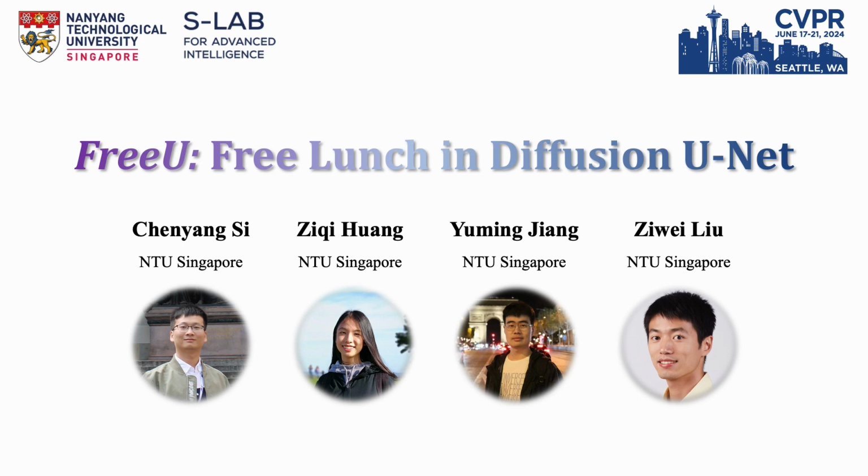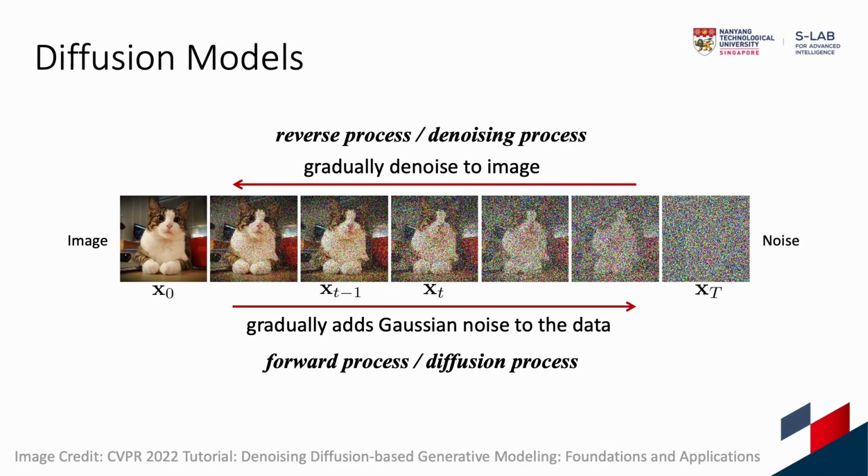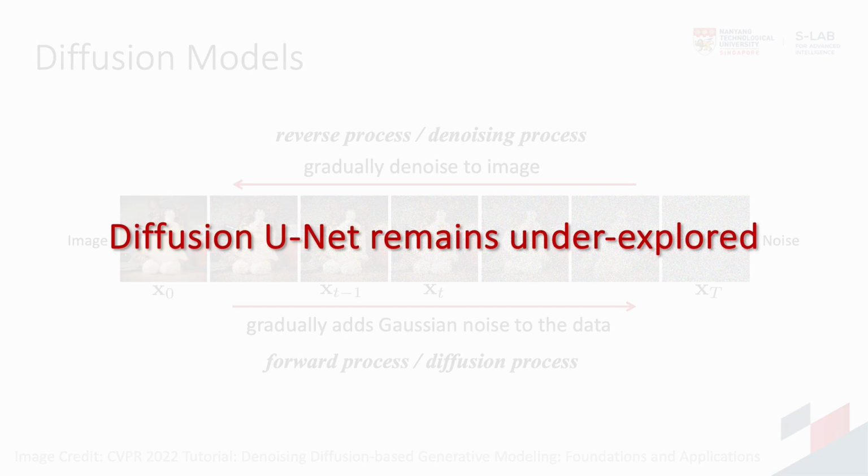In this paper, we propose a simple yet effective method termed FreeU, which enhances generation quality without additional training or fine-tuning. Diffusion probabilistic models have garnered significant attention, particularly for tasks related to computer vision, for example, image and video generation. Existing studies focus on utilizing pre-trained diffusion U-Nets for various applications, while the internal properties of the diffusion U-Net remain largely underexplored.